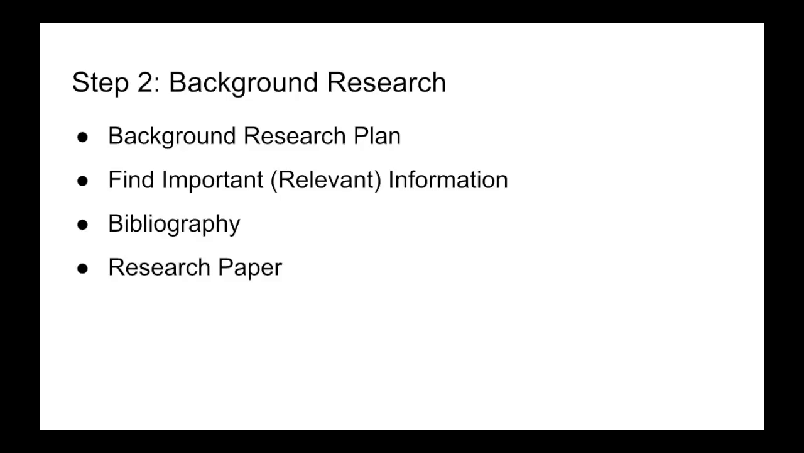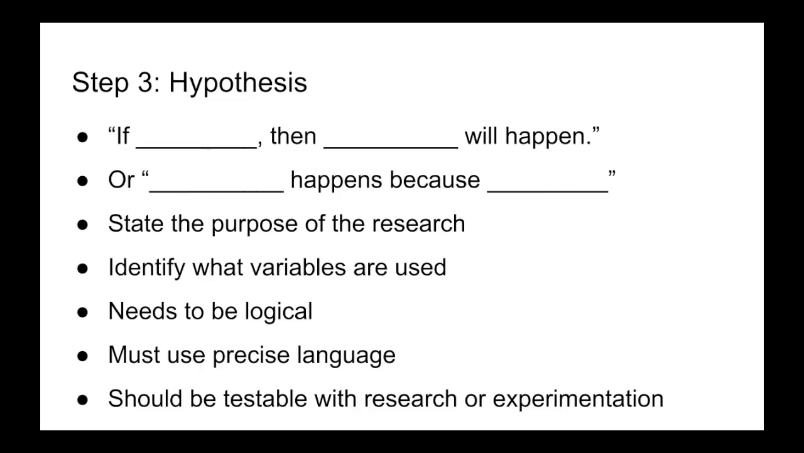The second step, you need to do background research. It helps if you have a plan so you can have a guideline for your research, and you need to find important, relevant information to make sure that you're not wasting your time. If you're using the scientific method in an education setting or in school, you need a bibliography for your final research paper.